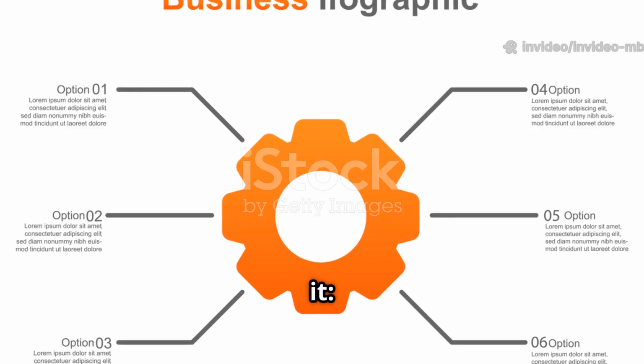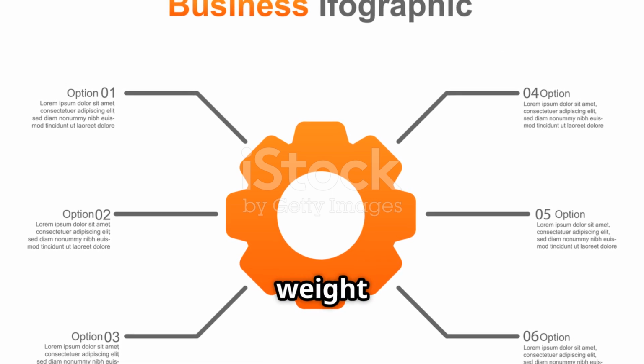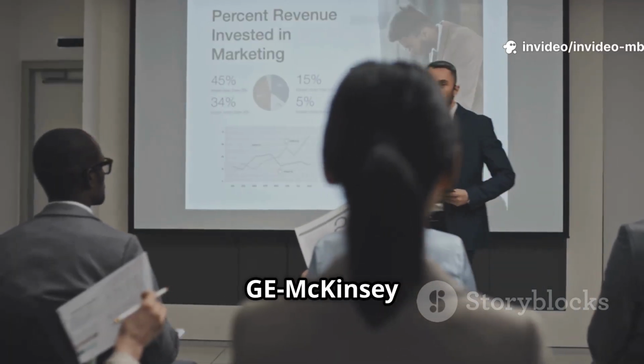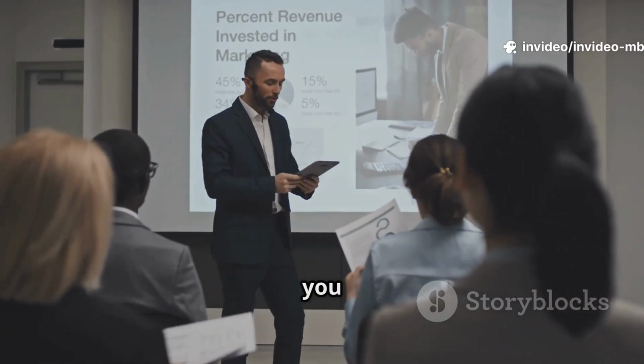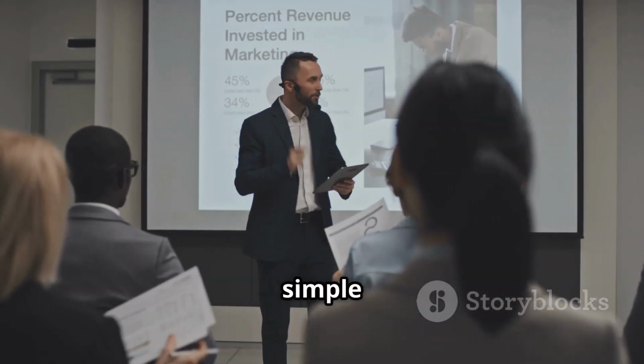To use it, identify your business units, define evaluation factors, score and weight them, plot on the matrix, then decide your strategy. The GE-McKinsey Matrix gives you a more nuanced view than BCG, helping you make smarter portfolio decisions with multiple factors, not just simple metrics.